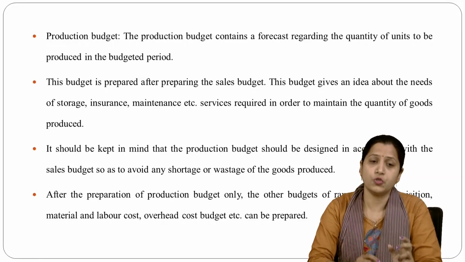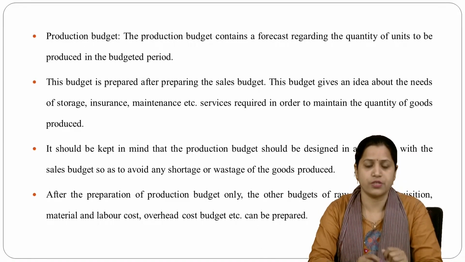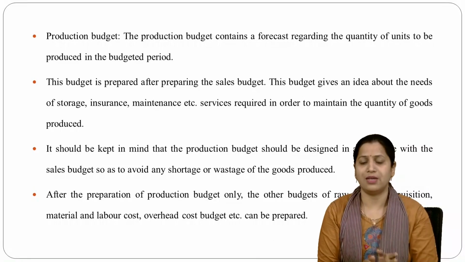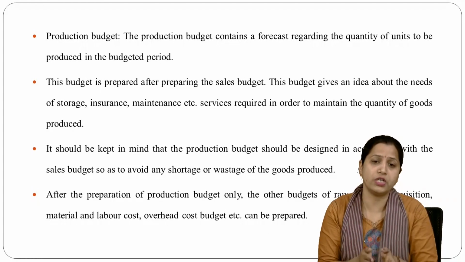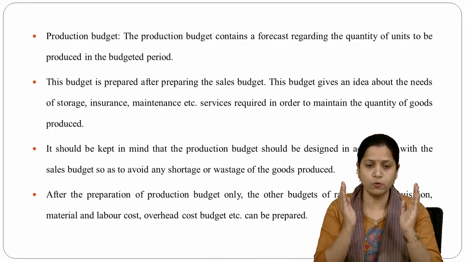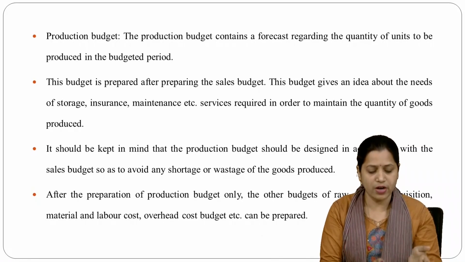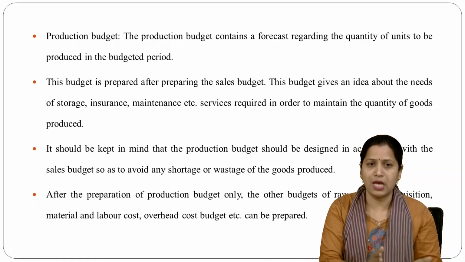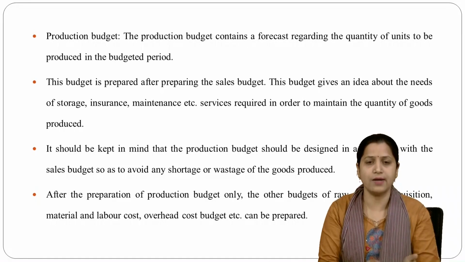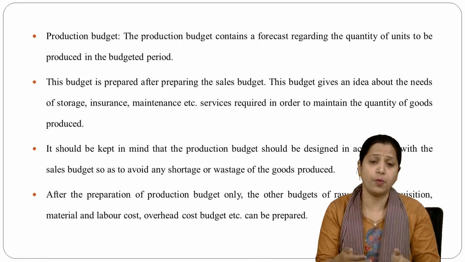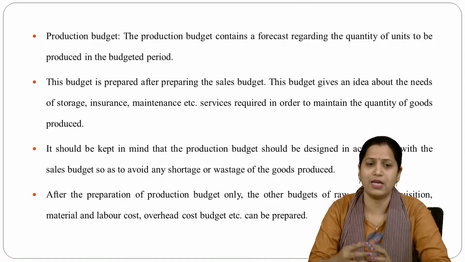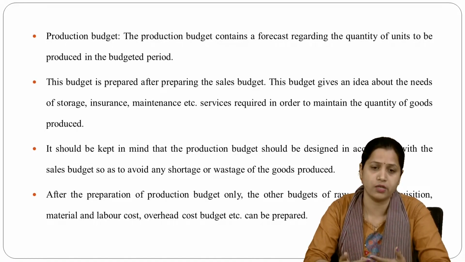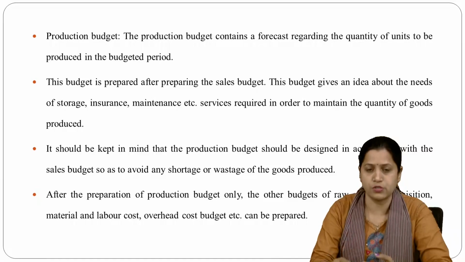Now, what should be kept in mind while making the production budget? The production budget should be designed in line with the sales budget, so as to avoid any shortage and wastage of the goods produced. We have to take care of how many units are required to be produced. With the help of the production budget, the required number of units will be produced in the same way that we have estimated. And after preparing the production budget, other budgets like material, labor cost, and overhead cost budgets can be prepared on this basis.